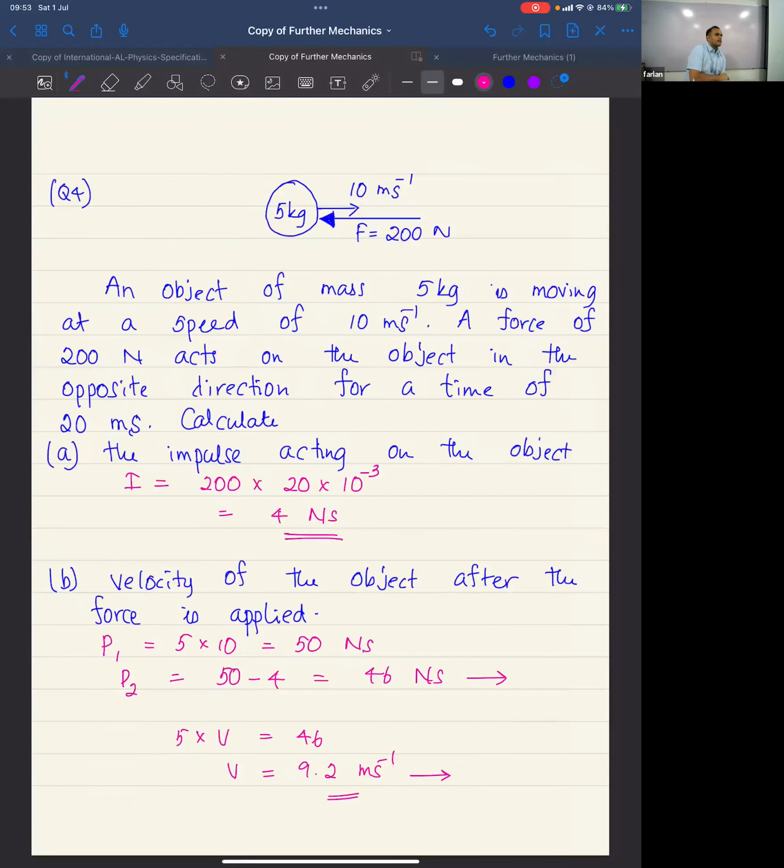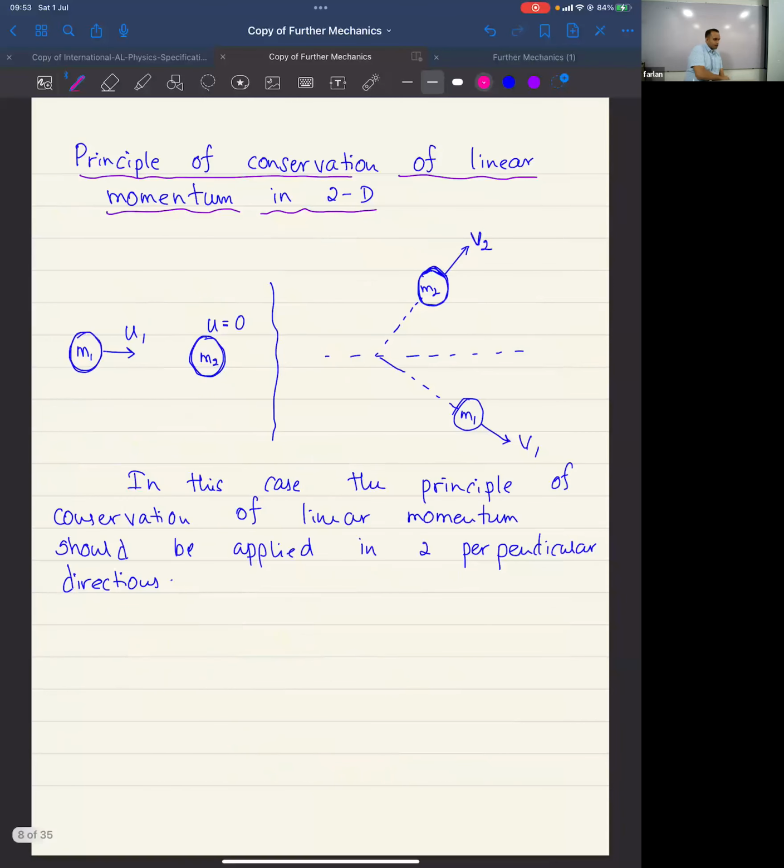Fine. So that is about impulse. Understand what impulse is. It is the product of force and the time for which the force is acting. It is measured in kilogram meters per second or newton seconds. And the impulse is equal to the change of momentum. Right? Any questions? Okay, fine. Write the next subtopic.